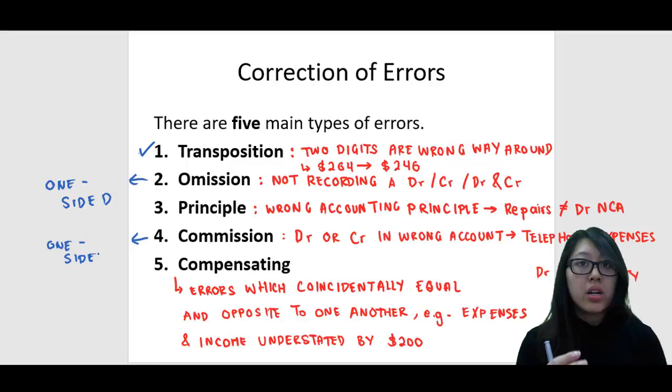The same goes for an error of commission. If the error of commission is also just one-sided, that means either the debit or the credit is not input, then I can see it because of the trial balance. The trial balance will highlight that error for me.